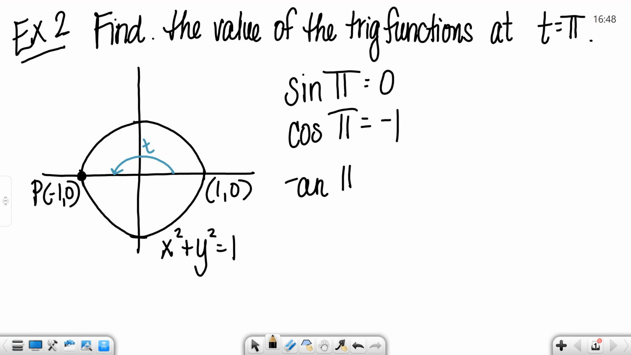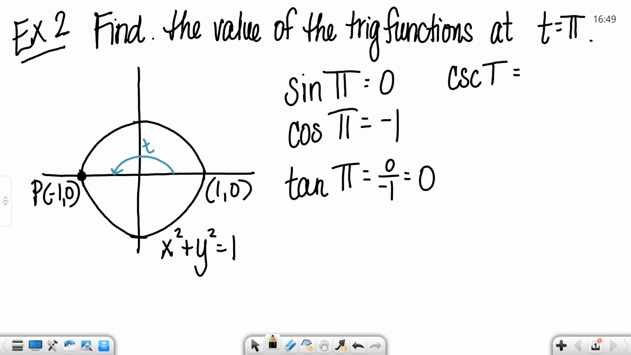The tangent of pi is the y value over the x value, which ends up being 0. I don't know if things are disappearing when you see this, but it keeps going away, so sorry about that. Seems to be a little glitch. All right, the cosecant of pi, like one of my legs of pi just disappeared, but it's going to come back. So, not sure what's going on there.